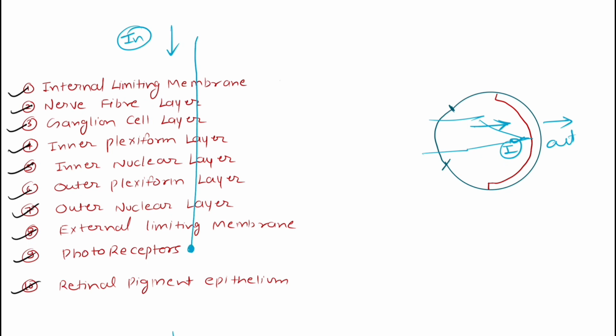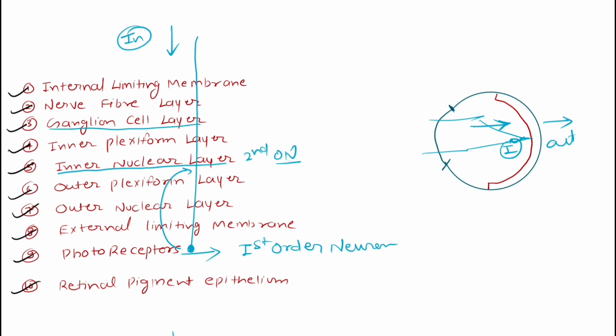photoreceptors. That means photoreceptors are your first order neurons. Then we have the inner nuclear layer. From here the impulse will go to the second order neuron. From there it will go to the ganglion cell layer. From inner nuclear to ganglion cell, this is your third order neuron. First order, second order, third order.